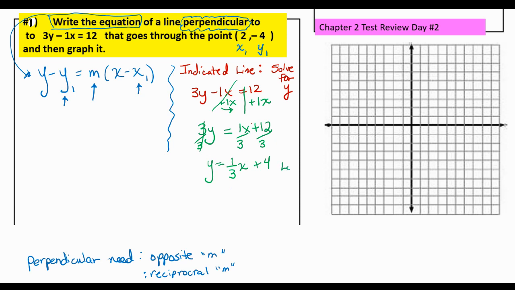Now we're going to look at the m. And since it says perpendicular, we have to follow these rules, right? So the M of the indicated line is 1/3. We need opposite and the flip or reciprocal. So we need these two things from right here. So that's what we need. So the opposite would be a negative. So this is our new M.